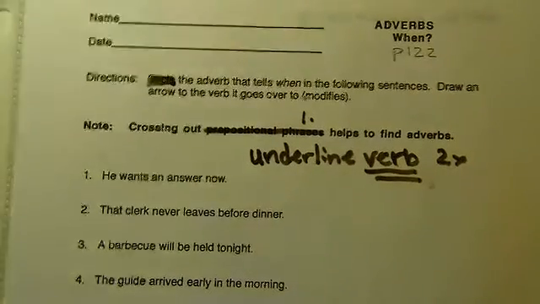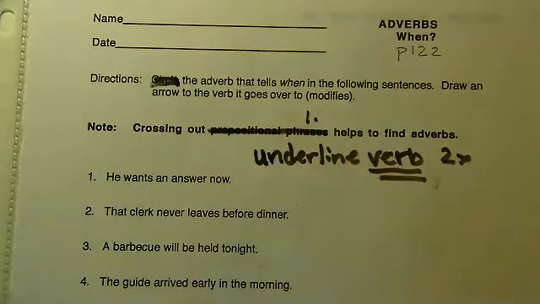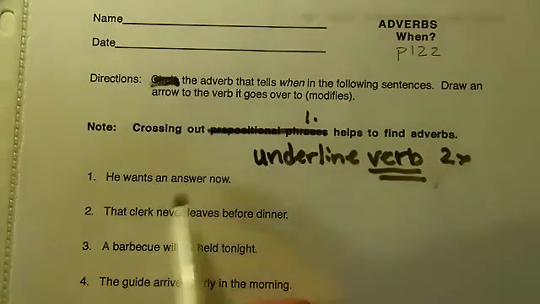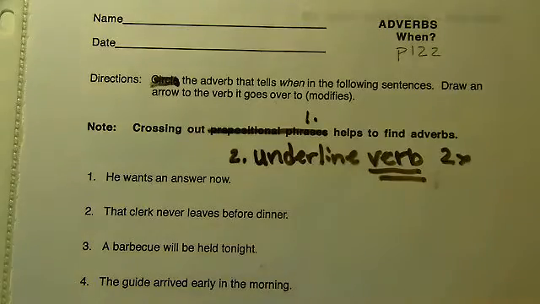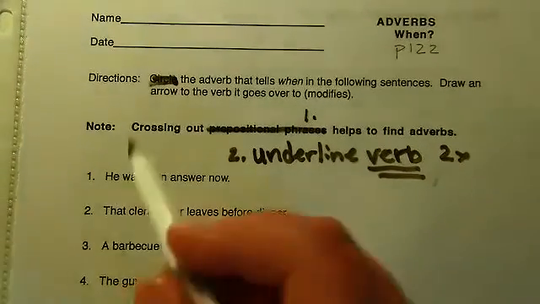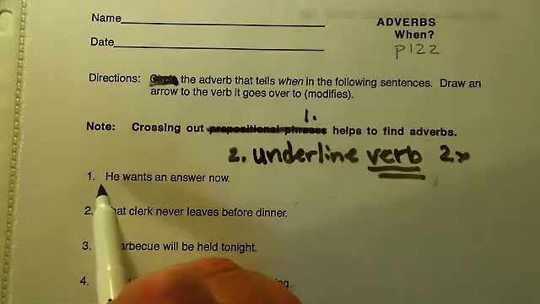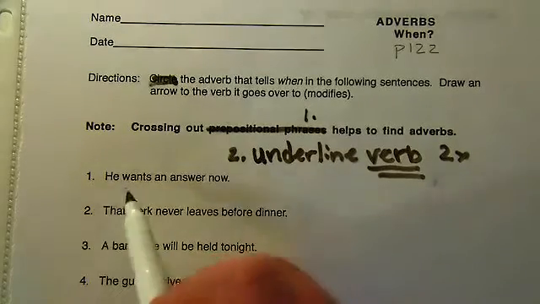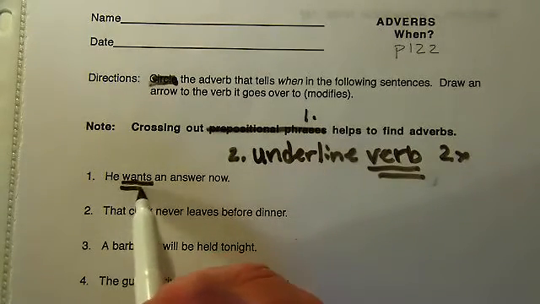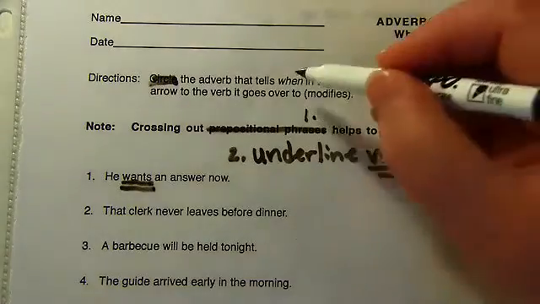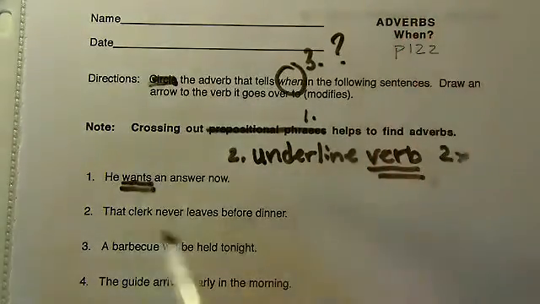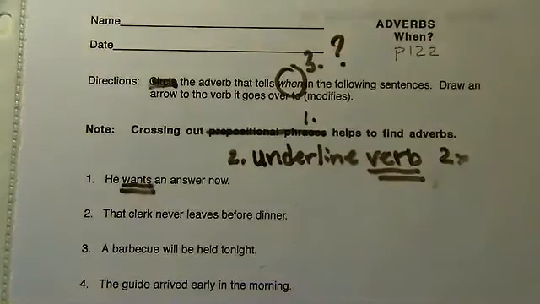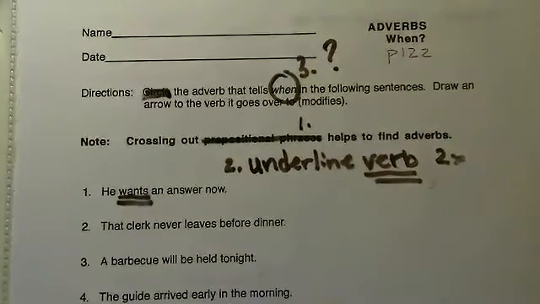All right. We've done that all year. So let's look at this. He wants an answer now. Well, first of all, we knew there weren't any prepositional phrases, and now we're going to find the verb. So which word in this sentence is the verb? Well, it goes to the subject. What is the he doing in this sentence? Well, he wants. So now the next step is I'm going to ask myself, when does he want an answer? Well, he wants an answer now.